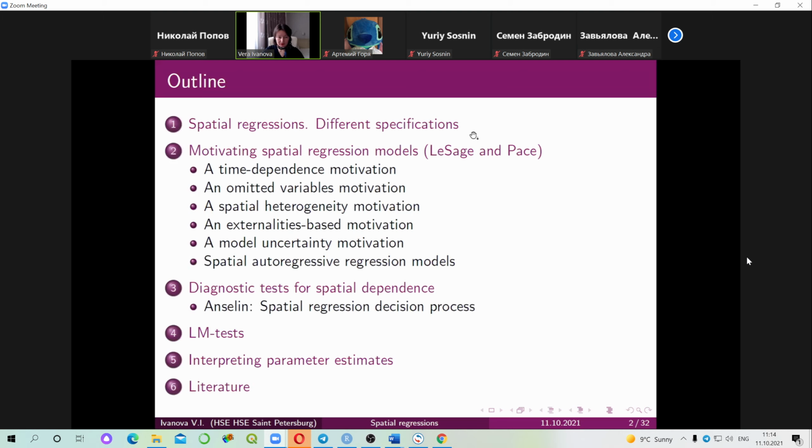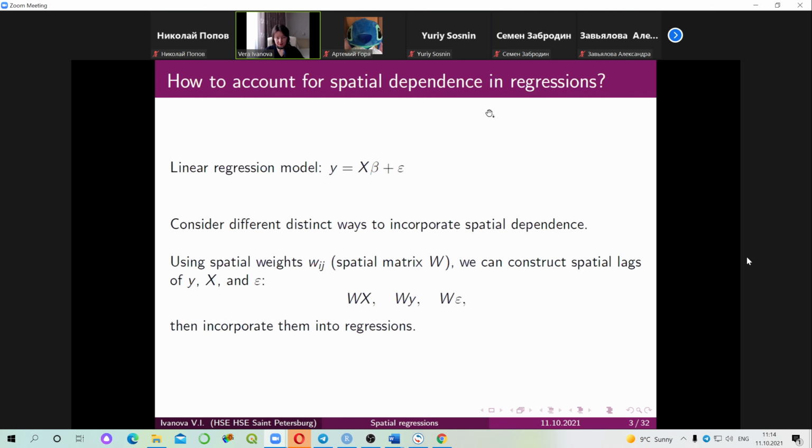The outline of this lecture is as follows. First, we consider different specifications for spatial regressions. Then we consider different motivations for spatial models. Then we consider LM tests for spatial regression decision process. And also I will pay your attention to interpretation of spatial regression parameters. Okay, let's start.